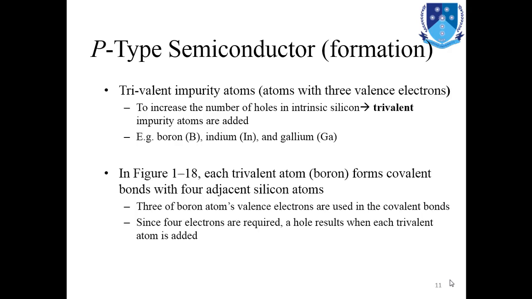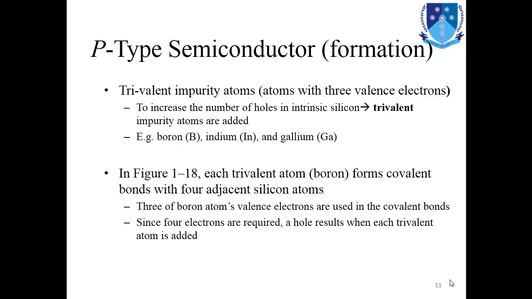Common examples used as trivalent impurity atoms include boron, indium, and gallium. In our course, boron has been used as an example of a trivalent impurity atom, so we will also discuss the formation of p-type semiconductor in terms of boron. Here in figure 1.18, each trivalent atom, for example boron, forms covalent bonds with 4 adjacent silicon atoms.